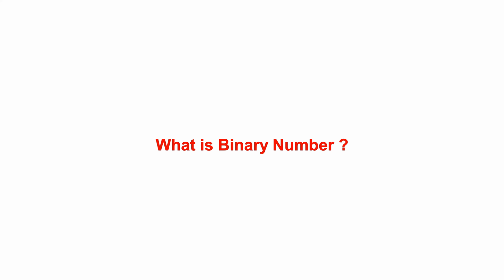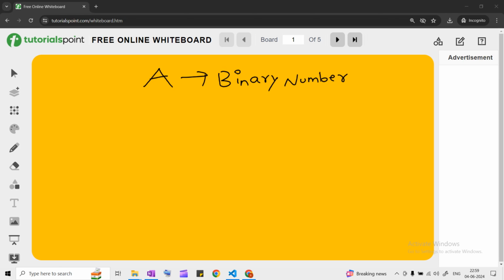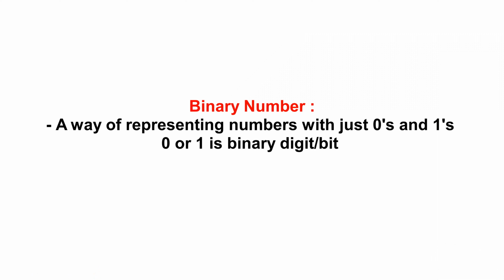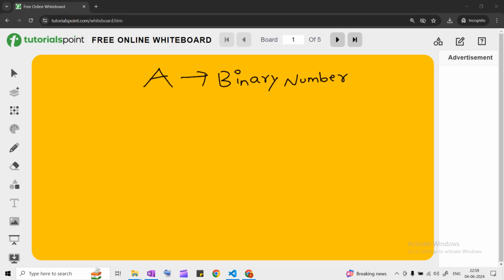What is a binary number? So guys, a binary number is nothing but a way of representing numbers with just zeros and ones. Simple. Here 0 or 1 means a digit, or bit. Our computer or processor cannot understand our plain language, or our programming language. It will only represent and store data in binary format, which is nothing but a combination of zeros and ones. So that is about binary numbers.